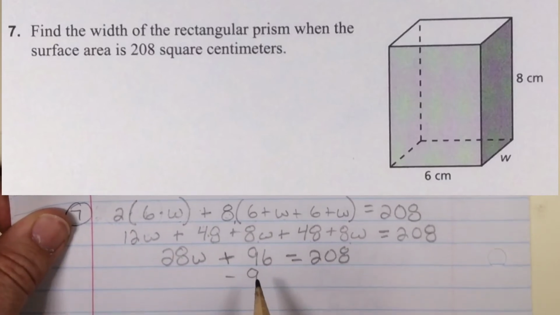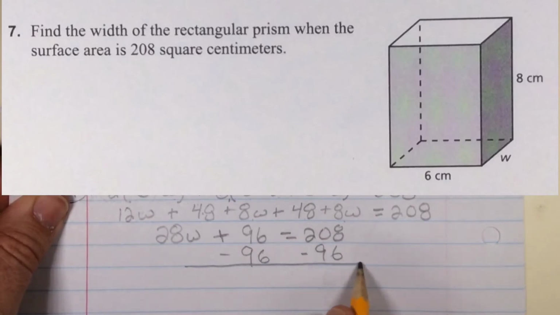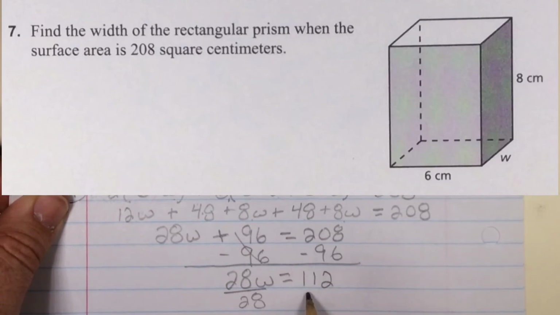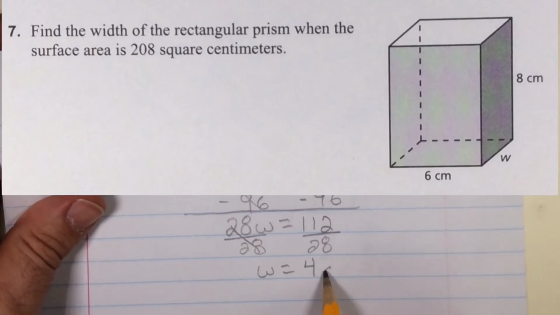Subtract 96 from both sides. 28W equals 112. Divide by 28, and W equals 4. 4 what? 4 centimeters.